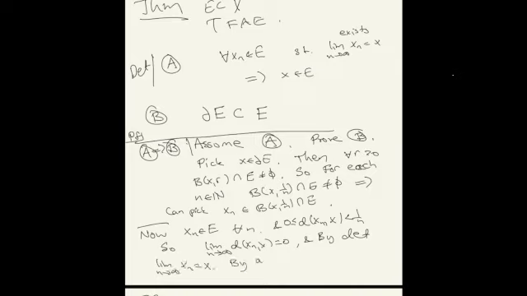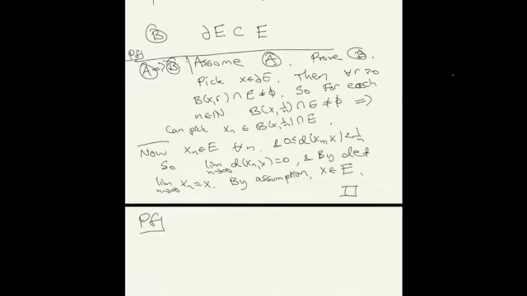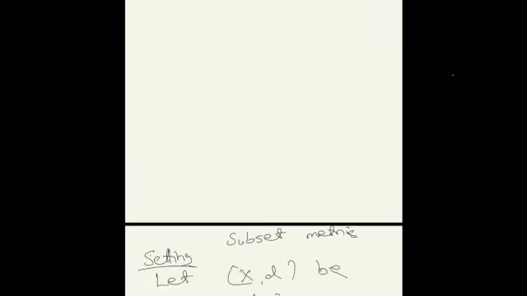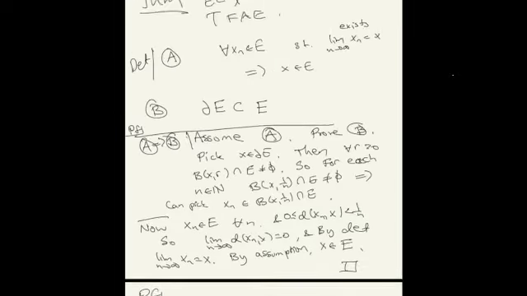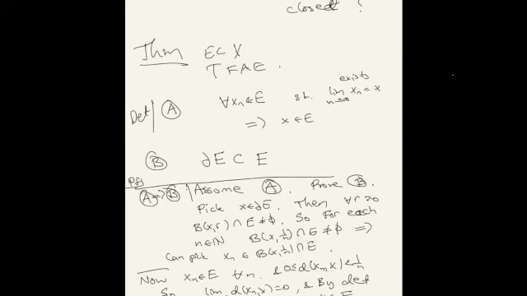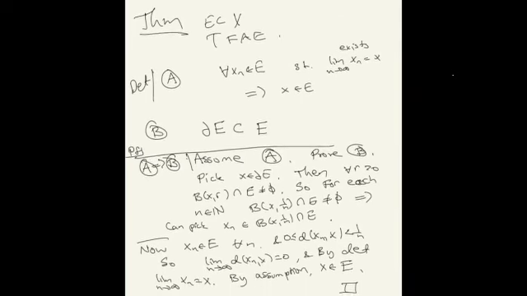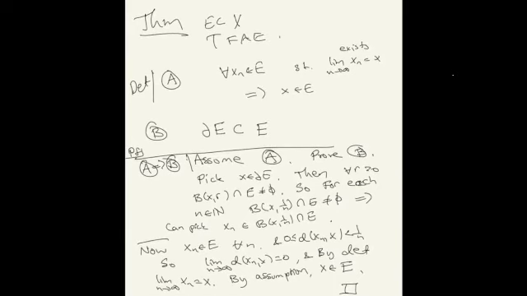By our assumption, this means now this is a sequence of points in E that converges to x. By assumption, x has to be an element of E. We're done. The other direction is very similar to this as well. But I will leave the other direction, B to A, as an exercise.